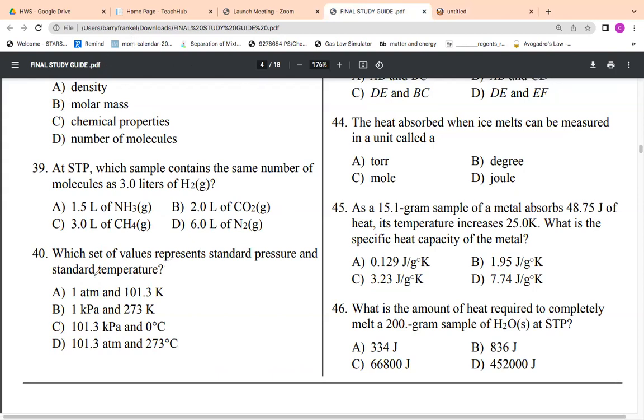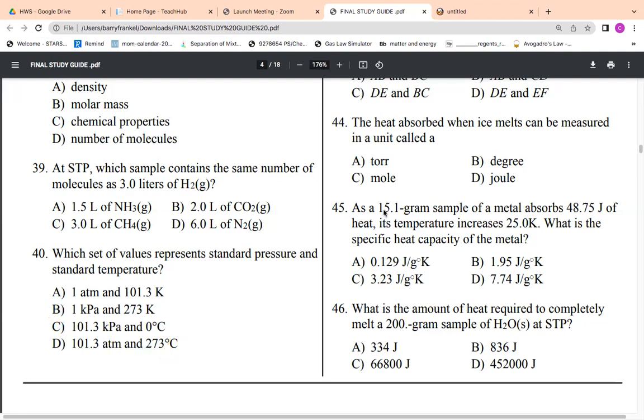The first choice doesn't work because 101.3 is supposed to be kPa, not K. 1 kPa doesn't work either. It should be 1 atm. 101.3 kPa and 0 degrees Celsius is a good match. D doesn't work because 101.3 should be kPa and 273 should be Kelvin. All right, so choice C.